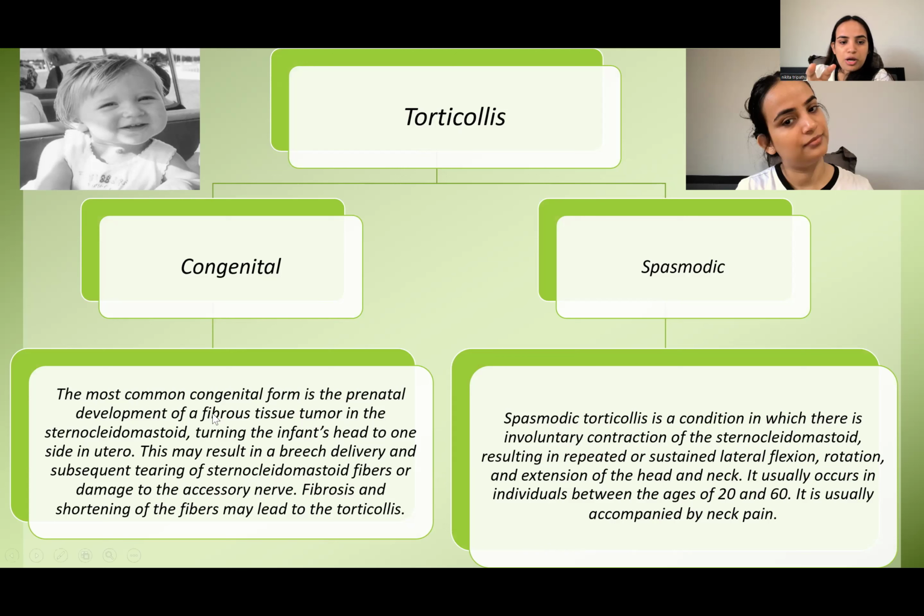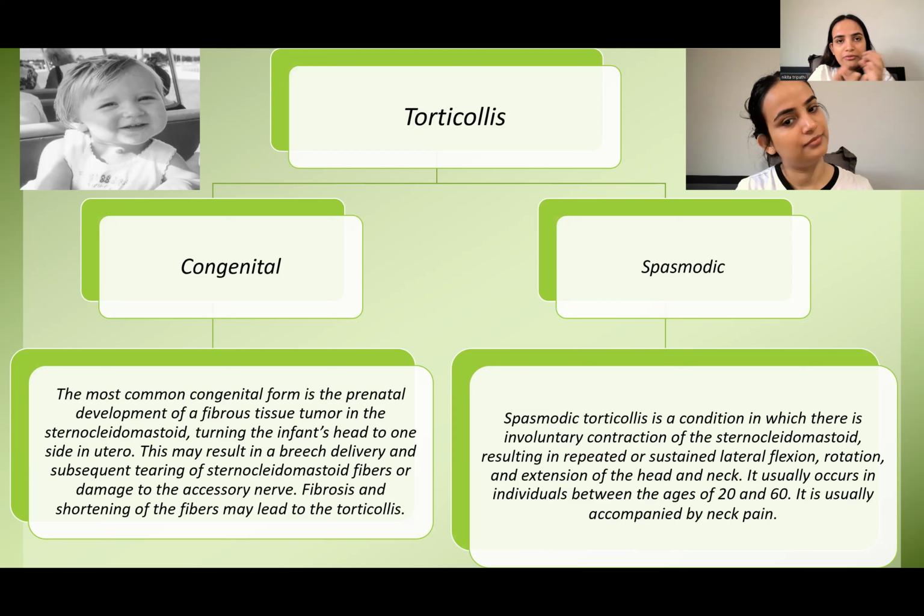So congenital torticollis is a form that is all related to prenatal development of the child. Sometimes there may be some fibrous tissue or tumor in the SCM, or overcrowding for the baby in the womb, less space for the baby in the womb. So the fetus or baby is in this position, they tilt their neck like this, and they keep their neck so for almost 2 to 3 months or almost 1 month, that depends upon their gestational age. And this may result in breech delivery.